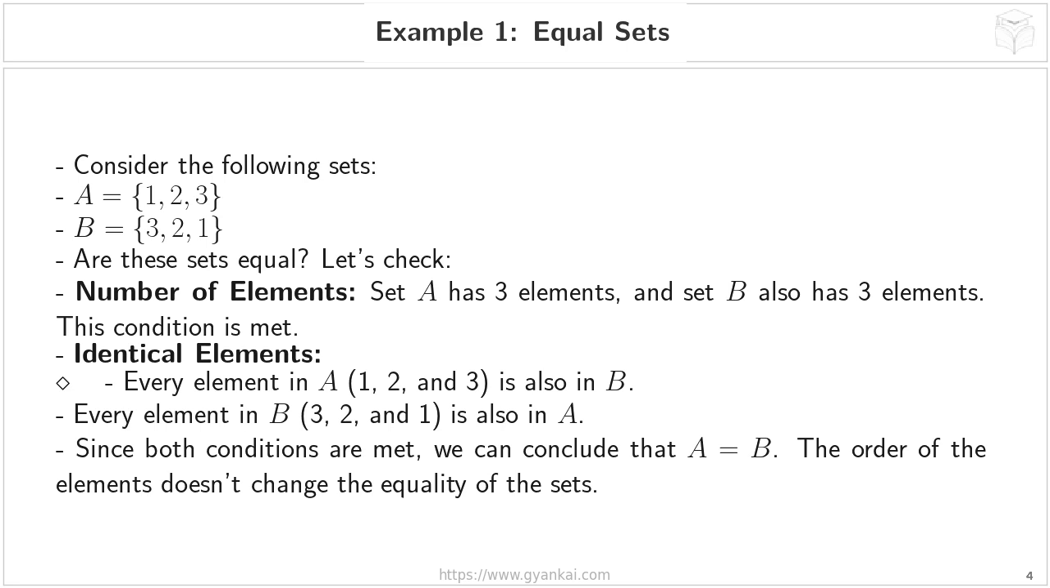We write this as A equals B. And importantly, notice that the order in which we listed the elements didn't matter at all. Sets are unordered collections. {1, 2, 3} is the same set as {3, 2, 1}. This will be important as we move forward and look at examples where sets are not equal, which we'll do on the next slide.